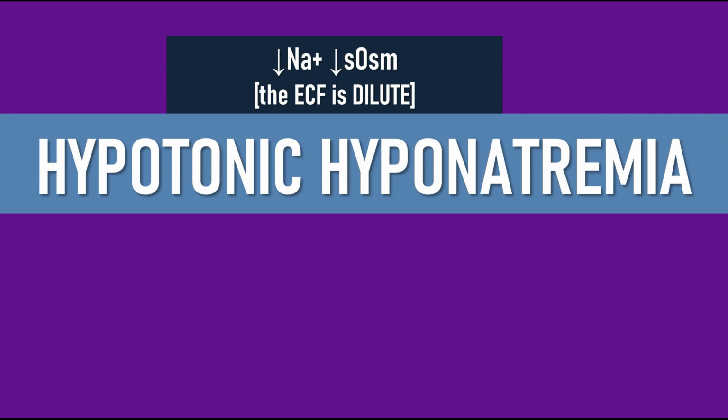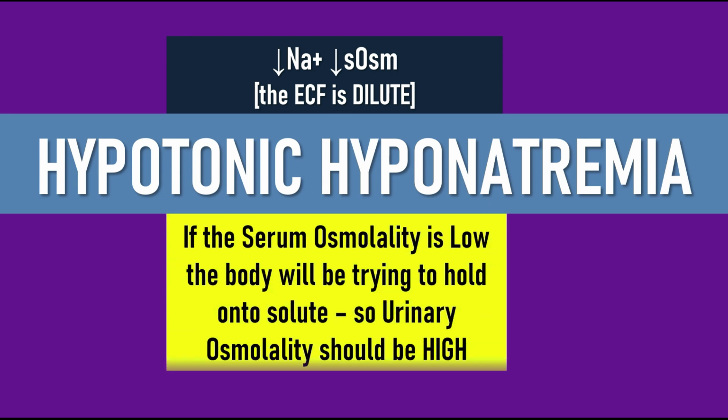Let's move on to hypotonic hyponatremia. This is the version that you are most likely to encounter. The plasma sodium is low, the serum osmolality is low, so the extracellular fluid is dilute. The body is trying hard to hold on to solute, so the urinary osmolality should be very, very high.